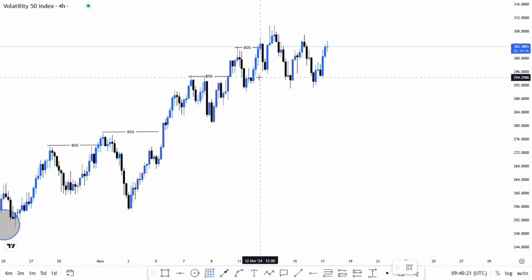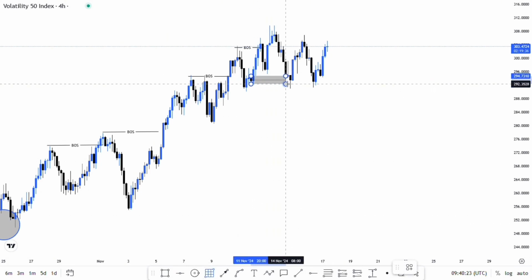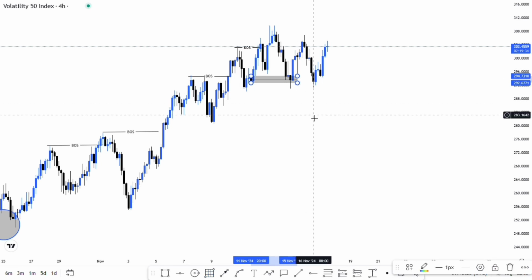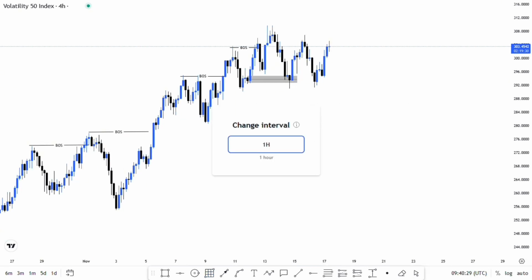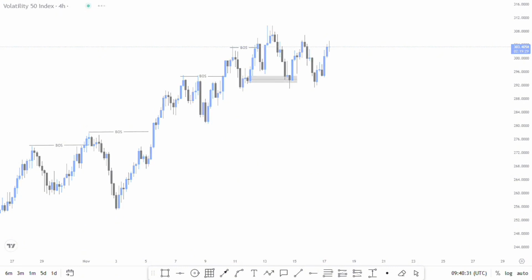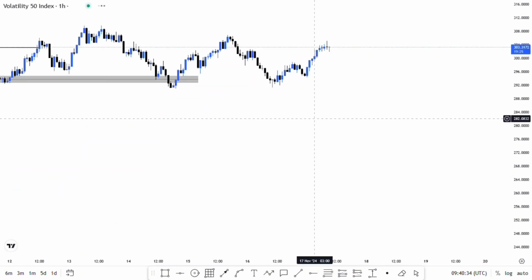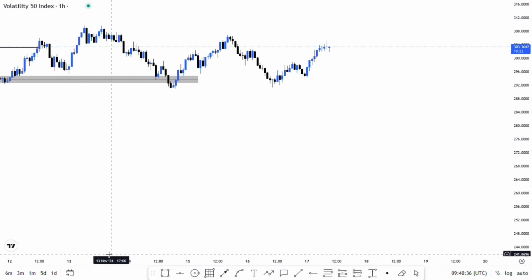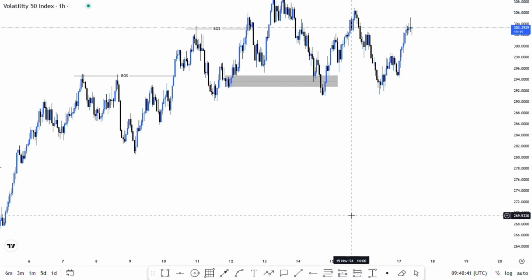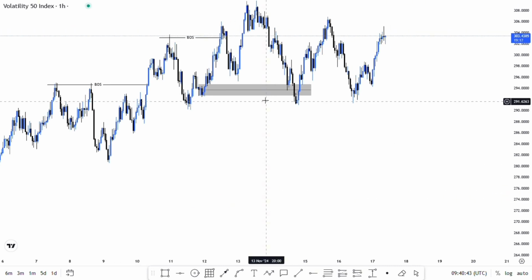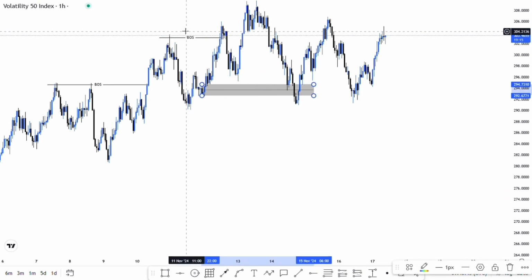Looking at this, when I had this point right there, I identified the origin which caused this recent break of structure, which is this area right there. After I identified this origin, I moved down to the 1-hour time frame. You also see, I dropped a video on this analysis, so you can go check it out and see how I analyzed it.